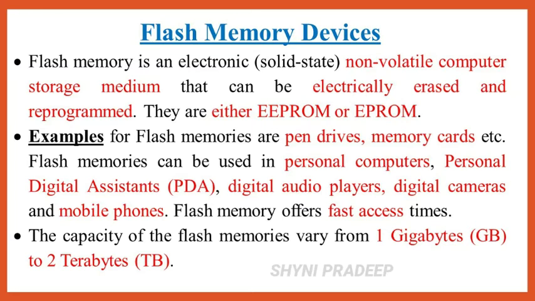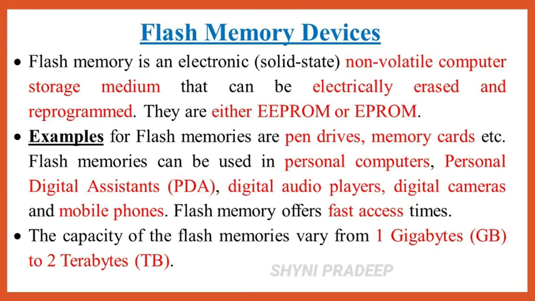Examples of flash memories are pen drives and memory cards. Flash memories can be used in personal computers, personal digital assistants, digital audio players, digital cameras and mobile phones. It offers fast access times. The capacity of flash memories varies from 1 gigabyte to 2 terabytes.